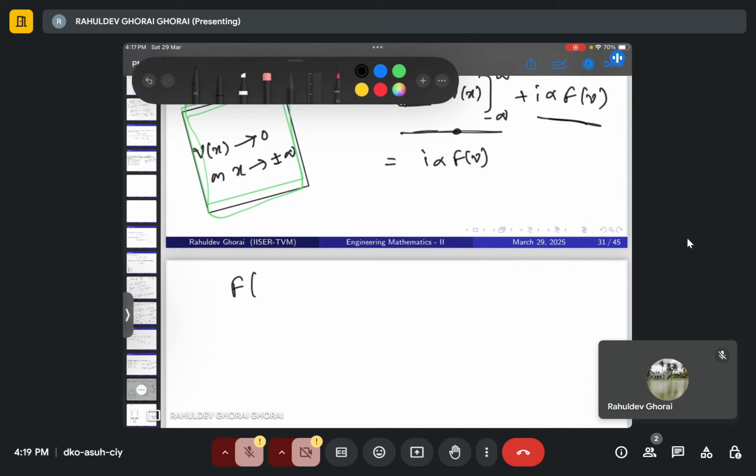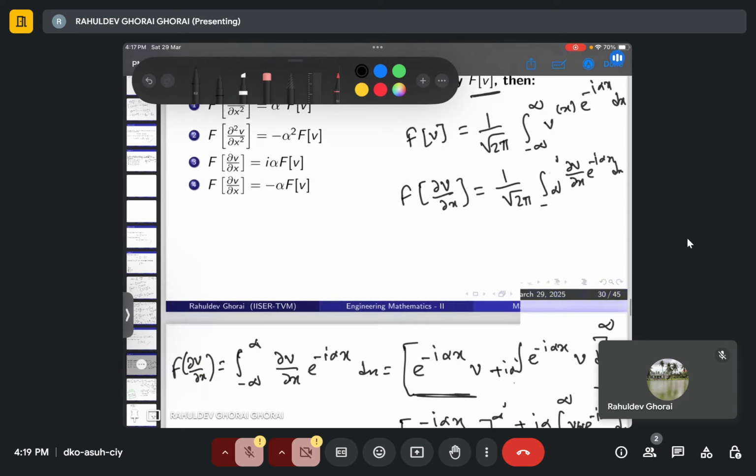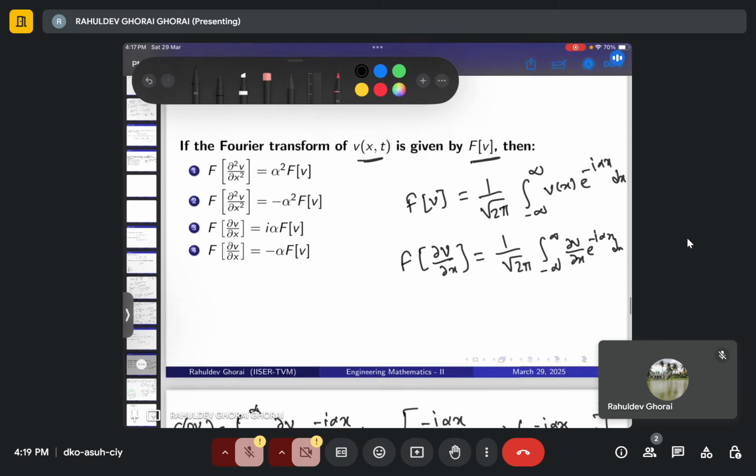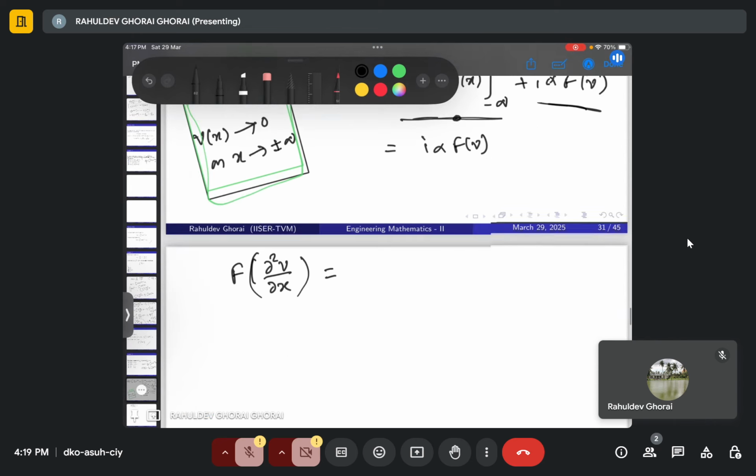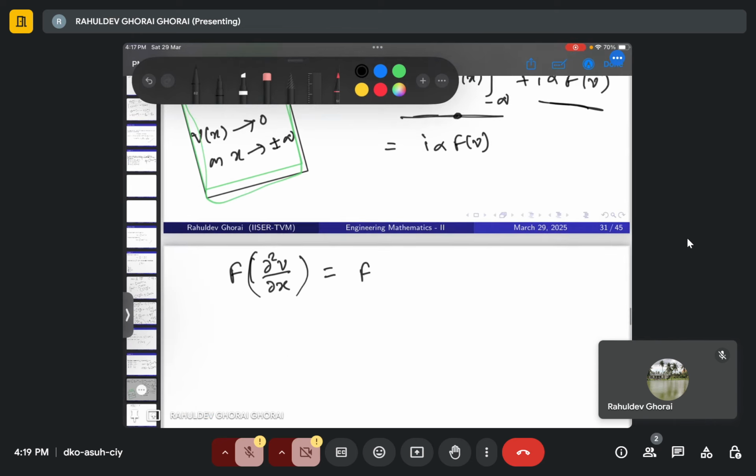So f of del squared v del x squared will then be equal to I alpha times, again I alpha will come into the picture, which will give you minus alpha square times f of v. That is f of del squared v del x squared is I alpha f of del v del x, right? That is equal to I alpha times I alpha f of v, that is nothing but minus alpha square f of v.